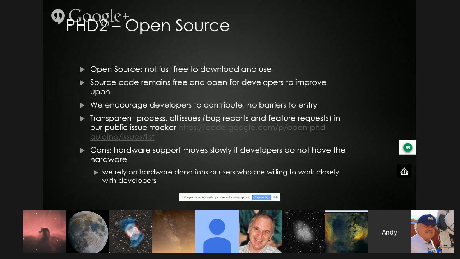So we try to have no barriers to entry. If somebody comes along with a good idea, like David Alt did a little while ago with his idea for bad pixel maps, defect maps, we did everything we could to get that incorporated in. We try to be very transparent about all our open issues. We have all our bug reports and feature requests in a sort of database that's available on the web. Anybody can go and look at that.